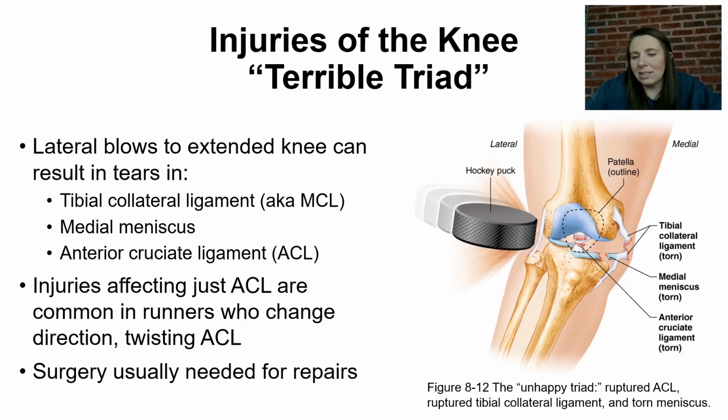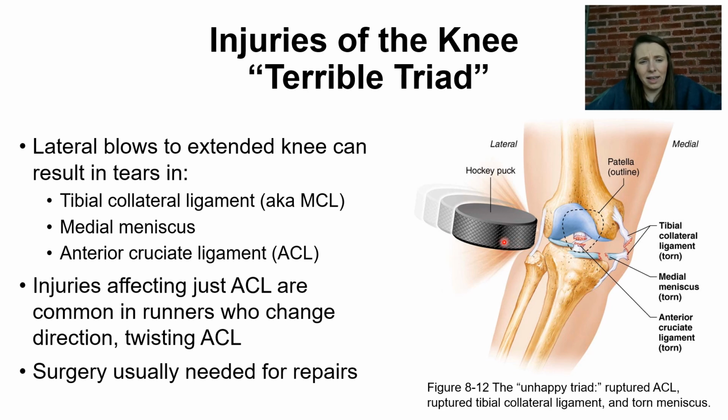So one type of injury specifically that I'm going to talk to you guys about is called the terrible triad injury. This happens more frequently than you would think, especially because of sports, but for example, in this case, we're going to talk about a hockey player and a hockey puck. So a hockey player is standing there with his knee extended, so his leg is straight, and gets hit on the side of the leg, so on the outside of the leg with a hockey puck. Okay, so the lateral blow outside of the knee with a hockey puck.